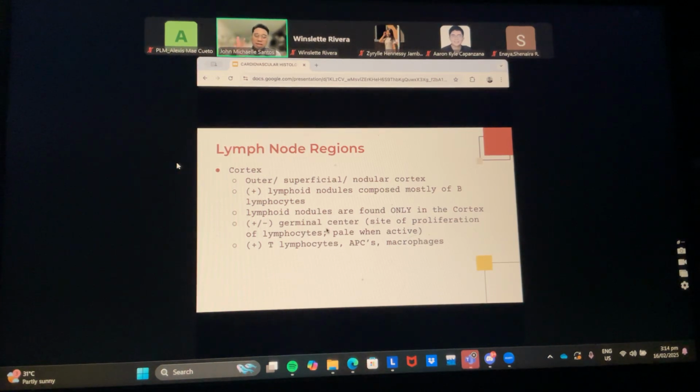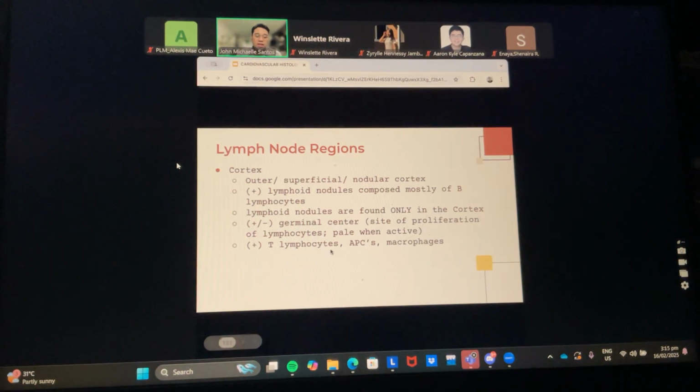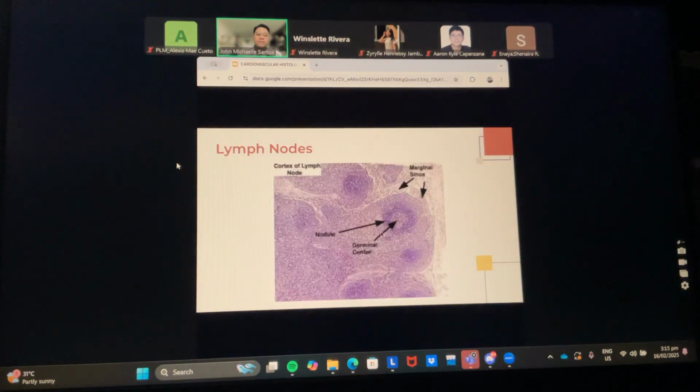Because kapag wala silang germinal center, it is pale when active. Okay? And then kapag yung mga T cells mo naman, you can also see here T cells, antigen presenting cells, and your macrophages. Ayan. So since it is a germinal center, ayan, may mga nagpo-proliferate dyan. It is usually pale. And then ito yung cortical zone mo. And then this is your marginal sinuses.